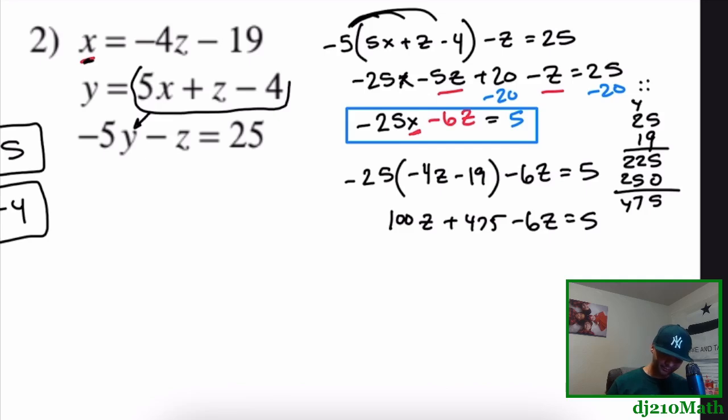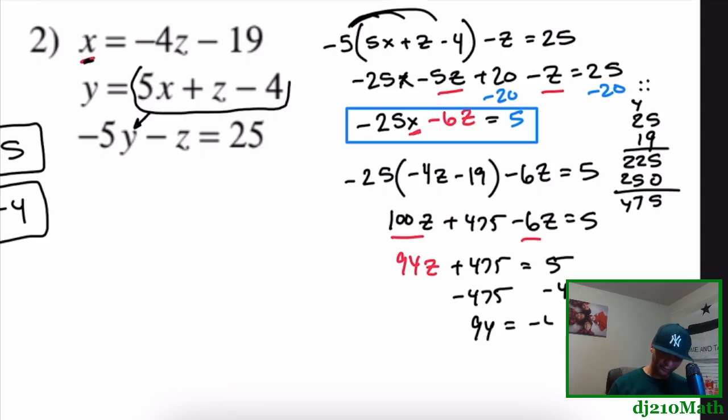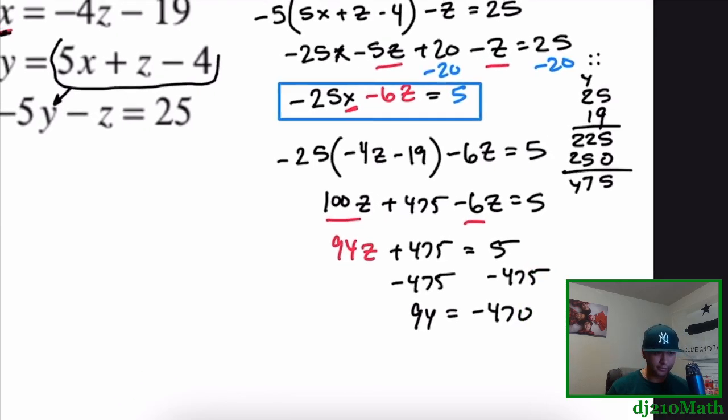Combining the z's, 94z plus 475 is equal to 5. I'm going to subtract 475 from both sides. So 94z equals negative 470.